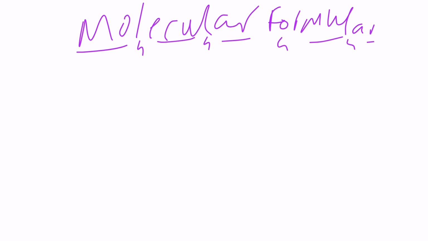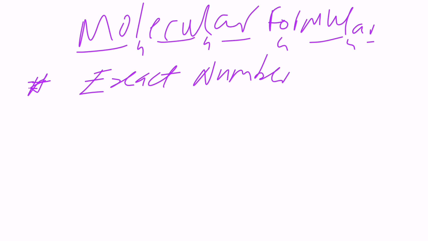So molecular formula is just a way of showing the exact number of each type of atom in the molecule of a compound. So molecular formula deals with the exact number of atoms. That is what we call molecular formula. And you have already calculated the empirical formula, right?